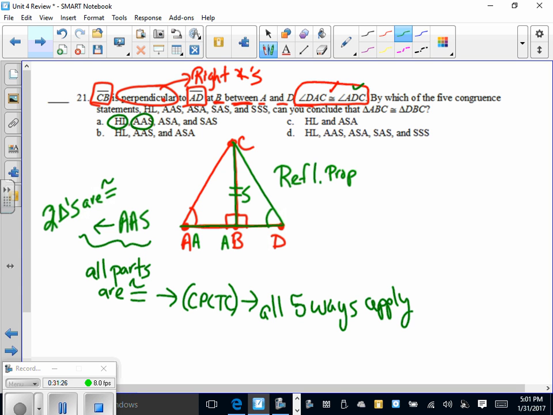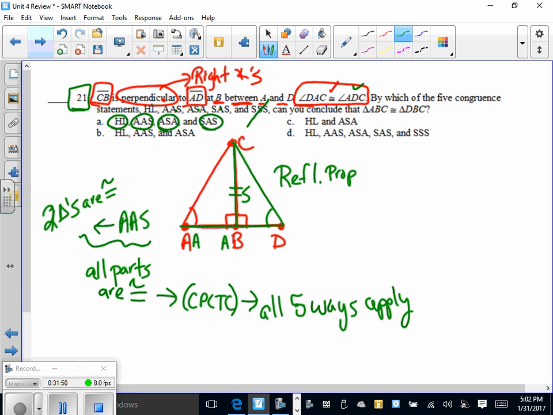Therefore, all 5 ways apply. Hypotenuse leg, angle, side, angle, angle, side, angle, and side, angle, side. Okay, 1, 2, 3, 4, 5. Okay, well, the only one that doesn't apply is already this. Well, that doesn't make sense either. Okay, I'll come back and check on number 21, and I'll email that stuff. Okay?